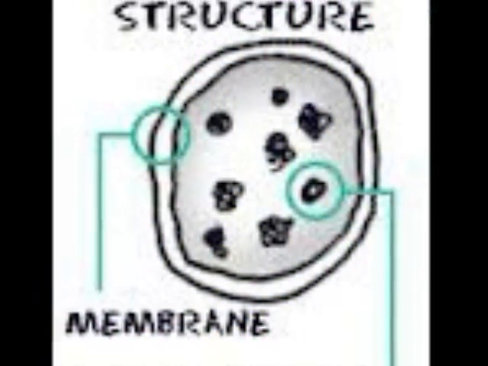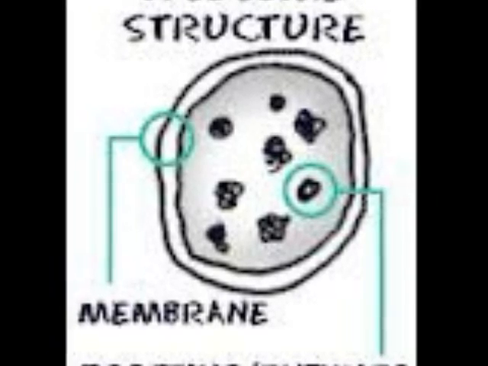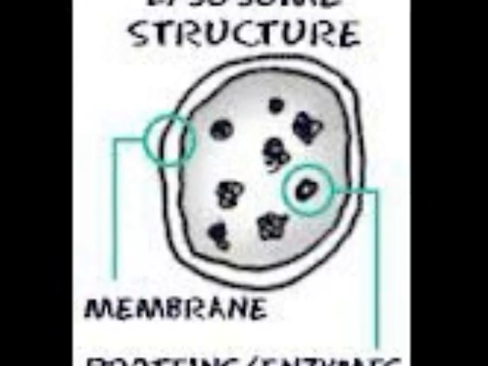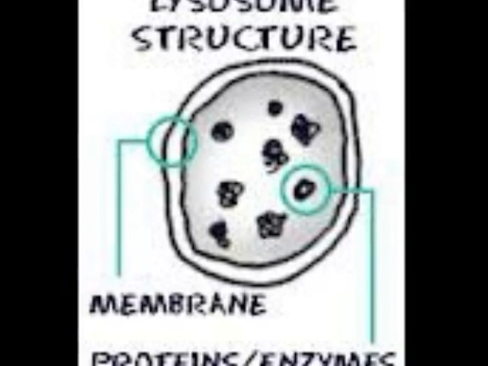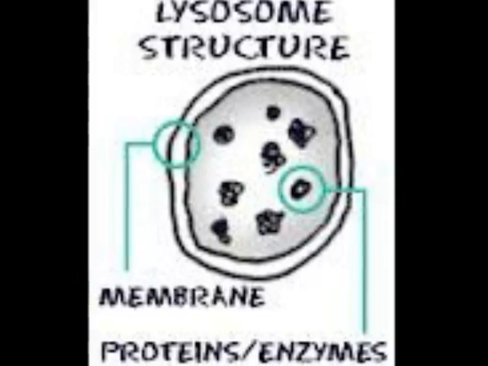Now, moving on to lysosomes. Lysosomes are only in animal cells. Lysosomes are membrane-bound sacs of hydrolytic enzymes. These enzymes are used to digest food, other molecules, and old worn-out parts.